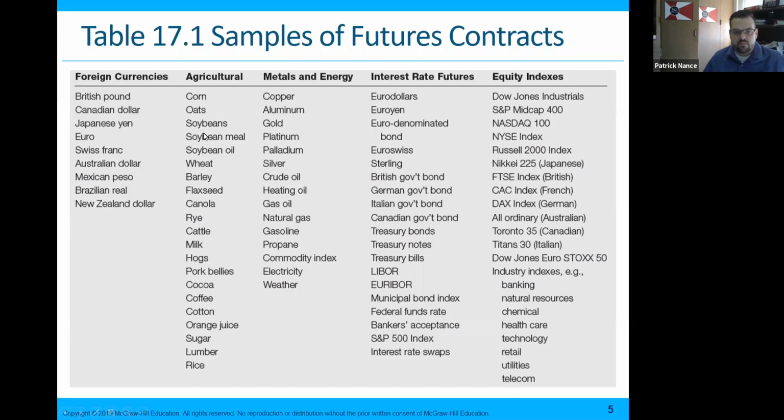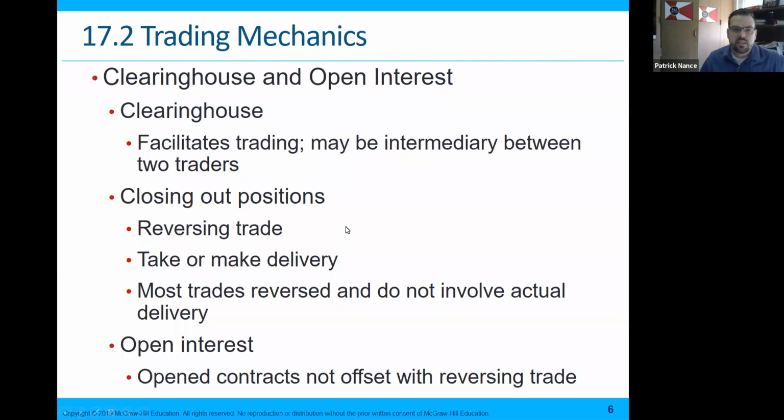In some of the areas I've worked in before, I've worked in the agricultural industry where I had futures contracts on all these types of things: corn, oats, soybean meal, soybean oil, as well as crude oil, gas oil, natural gas. Those are types of futures contracts I've worked with at one point in my career.